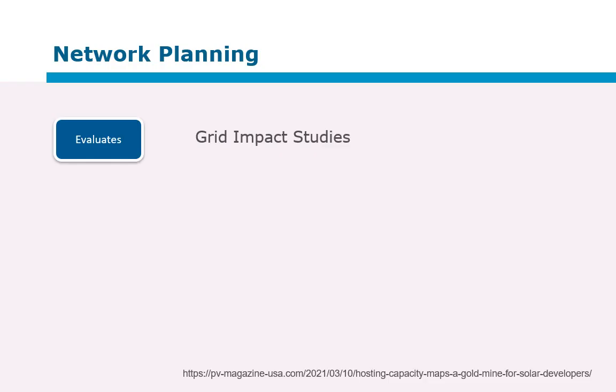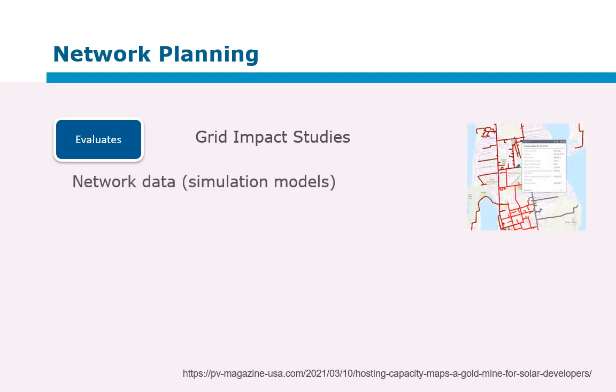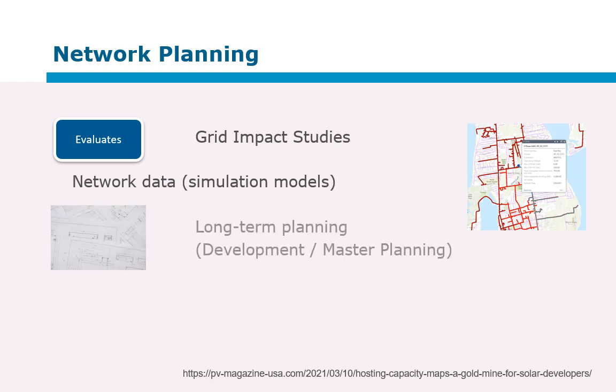The evaluation is done via grid impact studies to see if the network can accommodate the generator. What is necessary to do these grid impact studies? Well, one of the key requirements is the network data, preferably already in a simulation model of the distributor's network. The ideal scenario is to determine a general idea of how much generation can be connected, where in the network, during the long-term planning process or the development or master planning process.